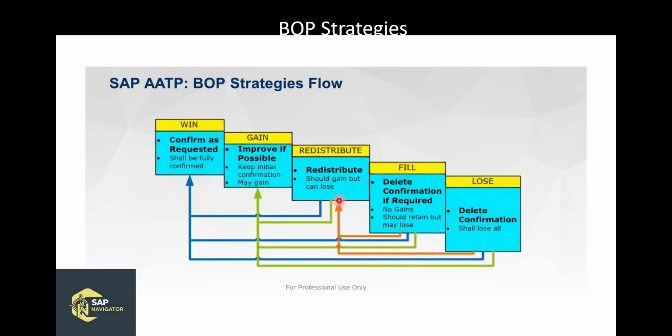And if you look at redistribute, based on the requirement, it might get from fill and it might get from lose. It won't get any quantity from win or gain. And fill and lose won't get any quantity; they will give quantity to these three. The loser quantity in these two categories will go to these three. That's how BOP strategies work.